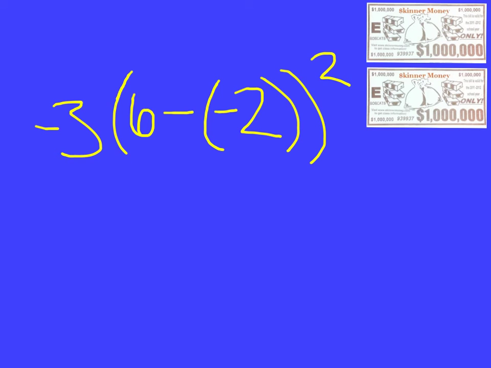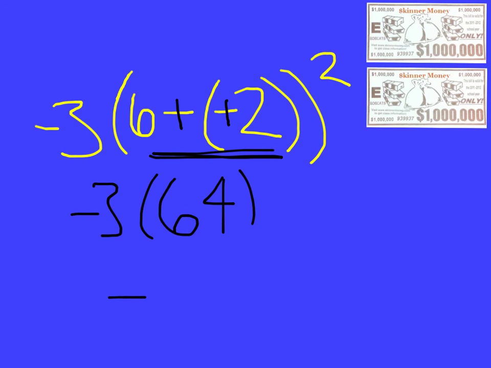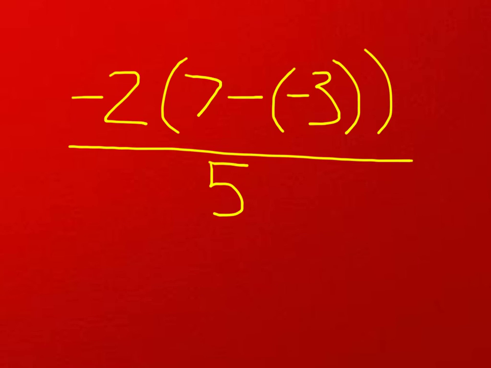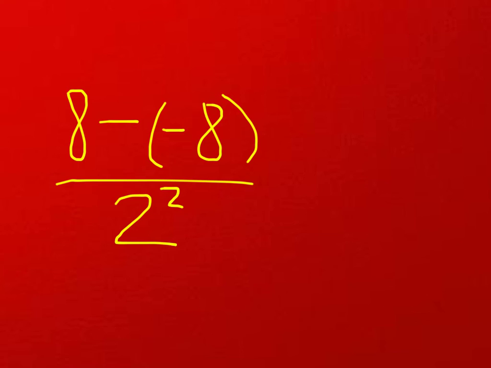Okay, practice problem number 4. For this practice problem, we need to do this part first. 6 minus negative 2, we can change that to plus positive. 6 plus 2 is 8, and 8 squared is 64. 64 times negative 3 will give you negative 192. Alright, the answer for that one was negative 4. Okay, the answer for this one was 4.